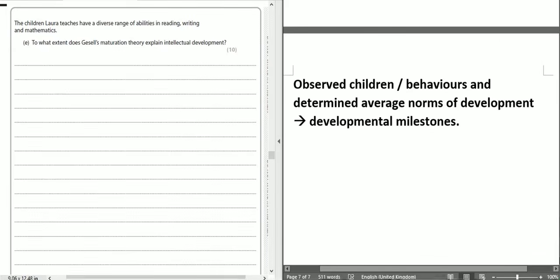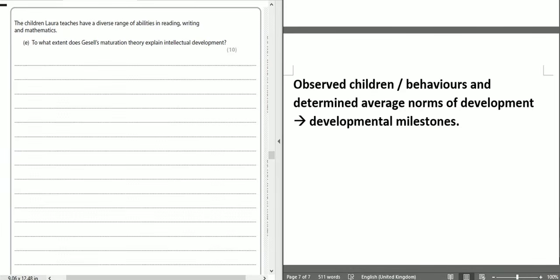So one of the things about Gesell was that he observed children and their behaviors, and he determined average norms of development, which eventually became what we've talked about in the past as developmental milestones. So he essentially created those developmental milestones that you may have talked about at the very beginning of PIES and physical development. Now, some of the things that are good, obviously we're evaluating Gesell, and he's talking about intellectual development.